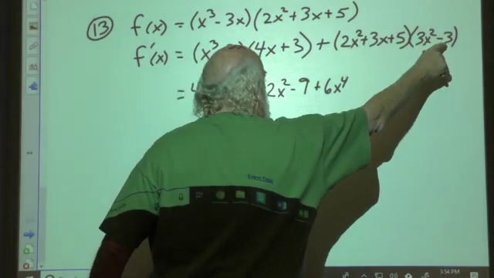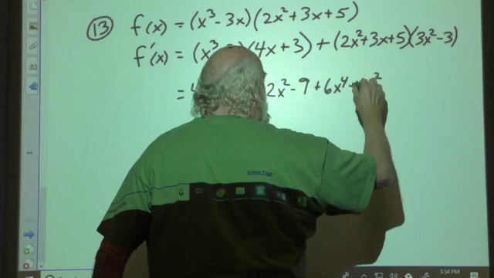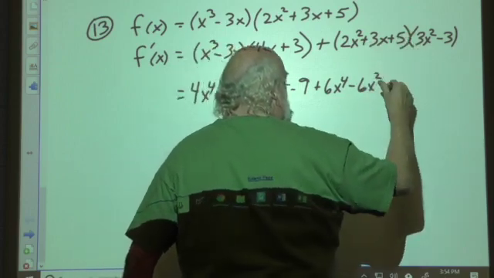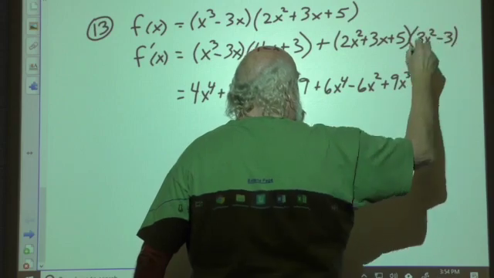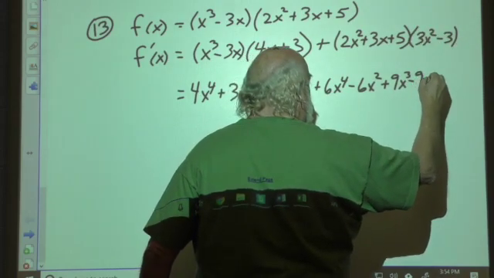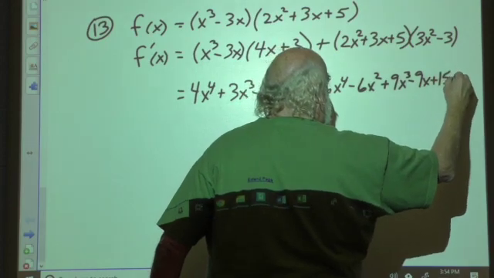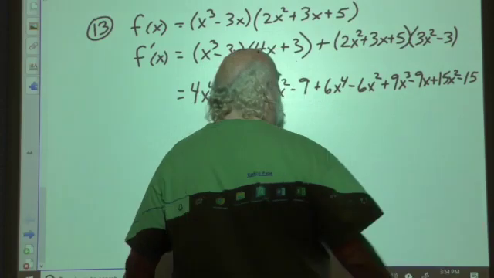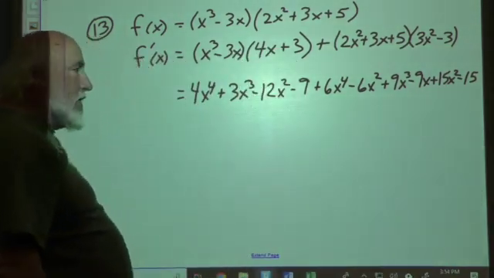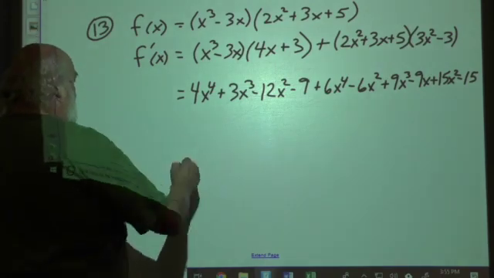2x squared times negative 3 is negative 6x squared. 3x times 3x squared is 9x cubed. 3x times negative 3 is negative 9x. 5 times 3x squared is 15x squared. And 5 times negative 3 is negative 15. Yikes! So all we have to do now is just combine like terms.